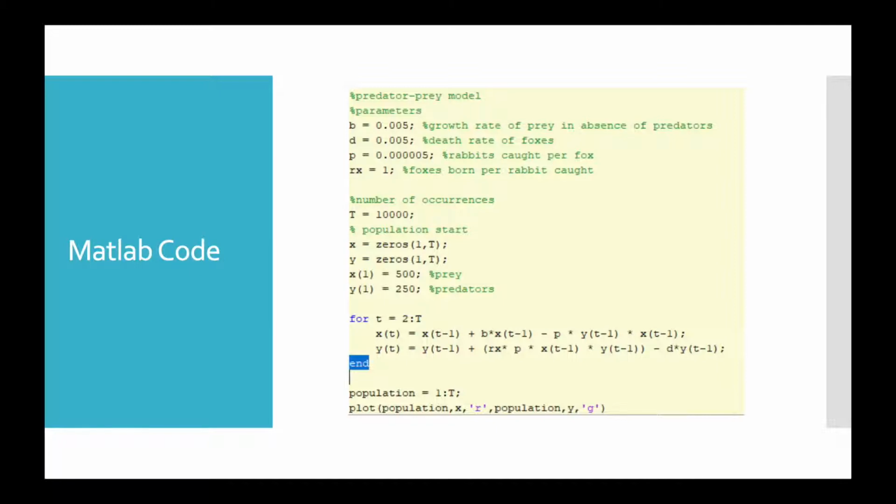And then for predators, y of t equals the population of t minus 1, meaning the previous time, plus the foxes born per rabbit caught times the rabbits caught per fox times the population of the prey of that time times the population of the predators of that time, all of that minus the death rate of foxes times the population of the foxes themselves.